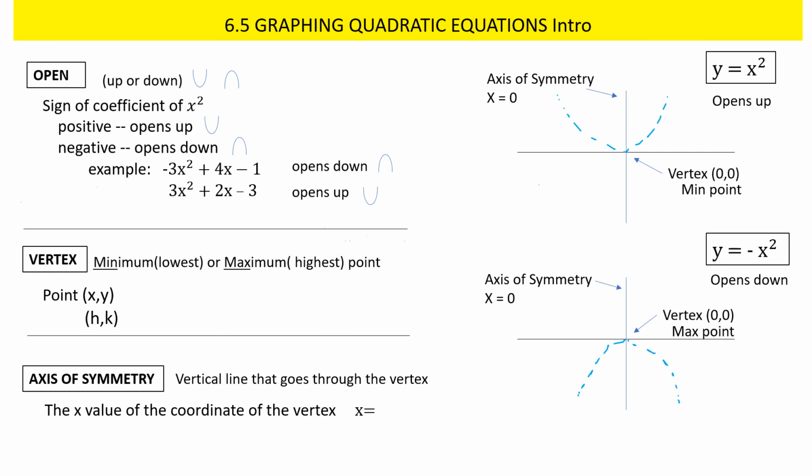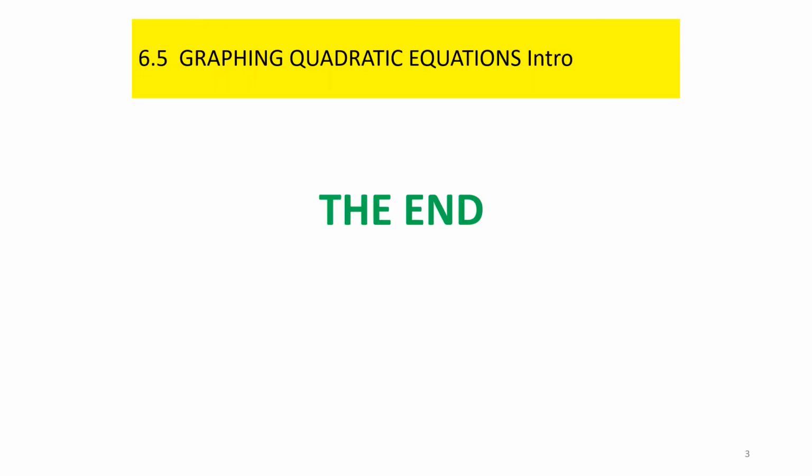Quick summary, we talked about how we're going to draw and sketch our base parabola, open on the top or open on the downside. We know what the vertex is, and now we know the axis of symmetry. So let's get started on drawing the parabola for the equation they're going to give us using the shift. This is the end of the video.